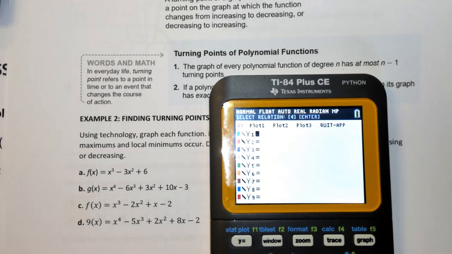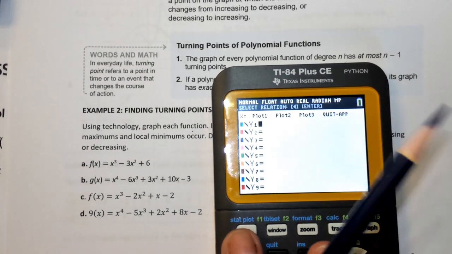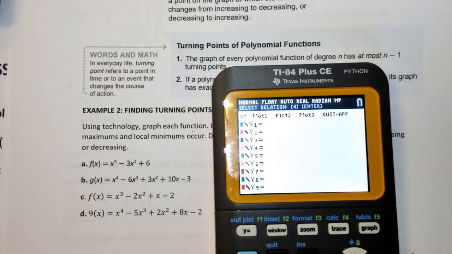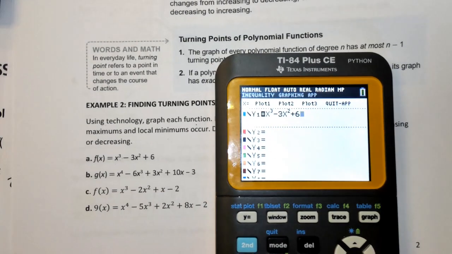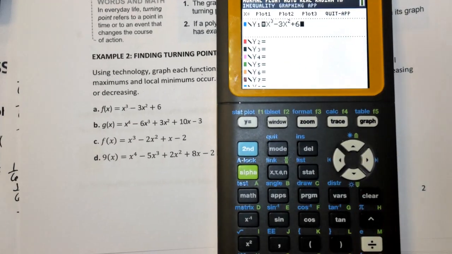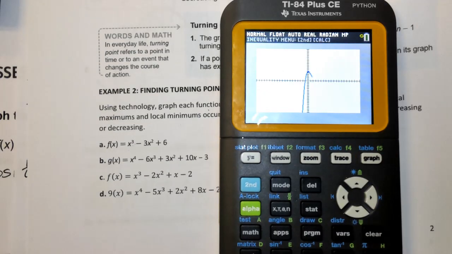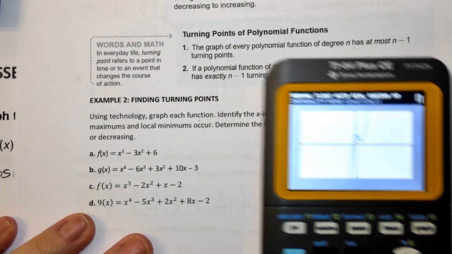Okay, so looking at A, they told us that if we take our highest degree and subtract 1, in this case it would give us 2, that's how many turning points we should have. So I am going to type this one in here. You hit y equals. Okay, so let's graph it. We said that we think there should be 2 turning points, and it looks like there is.